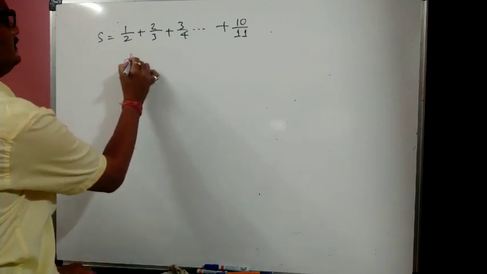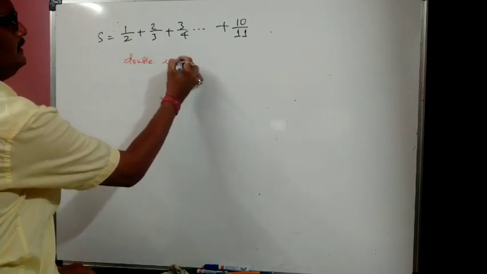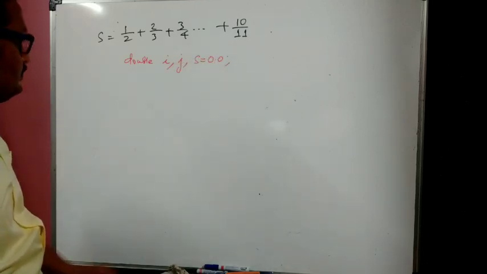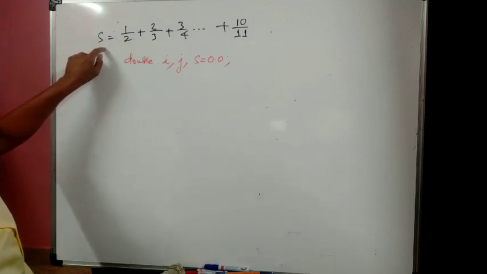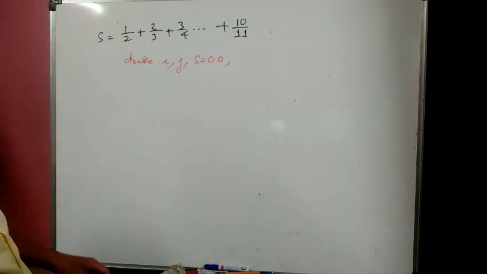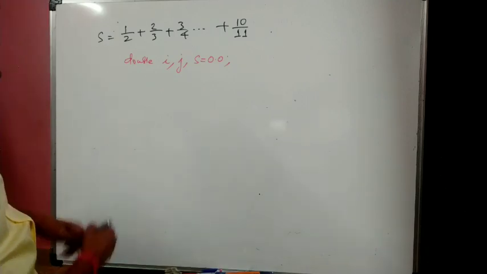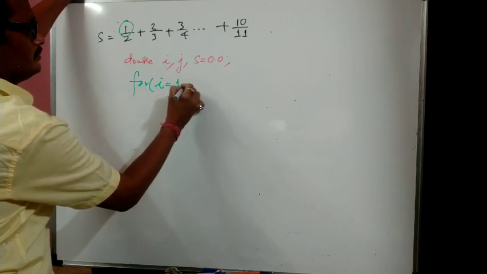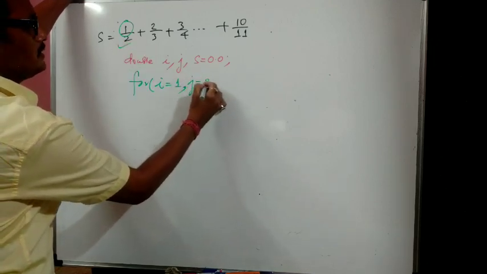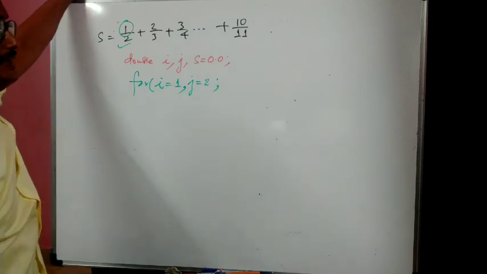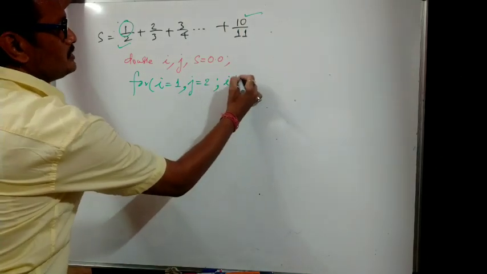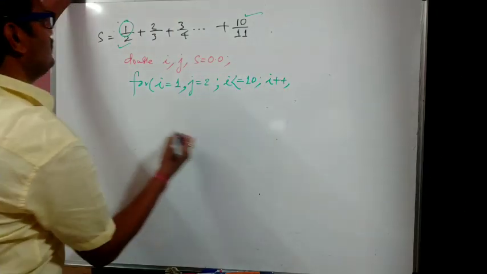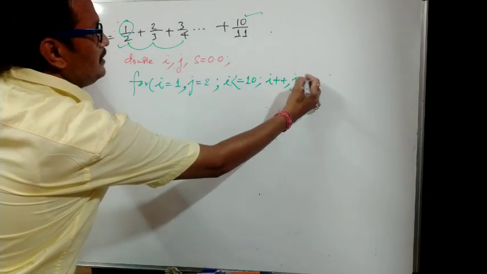Now what you have to do? Take double i, j, and take a variable s equal to 0.0. Why s? Because we have to add all the things and store in s. I am taking multiple initialization, already explained in the previous class. So here is for i is equal to 1, comma, j is equal to 2. What is the last value? The last value is 10. As I told you, there will be only one condition, i less than or equal to 10. The increment of i will be 1 and the increment of j will also be 1.